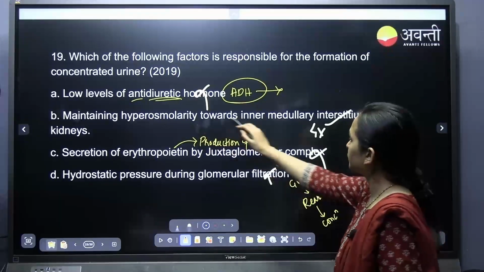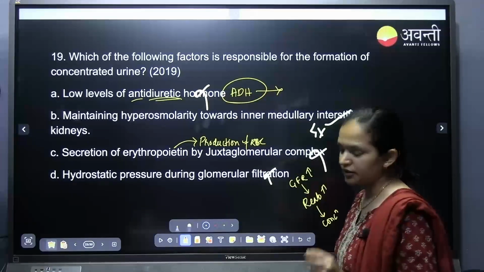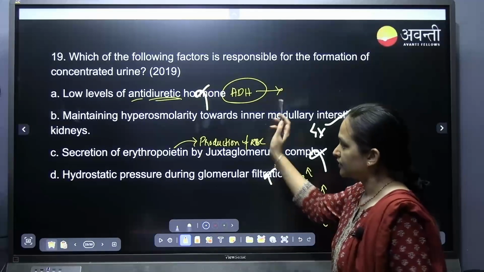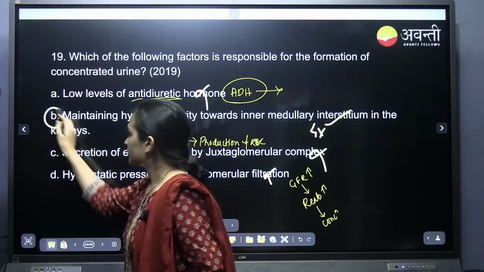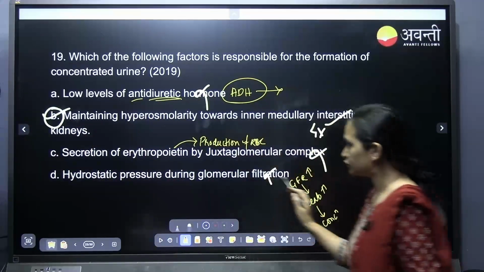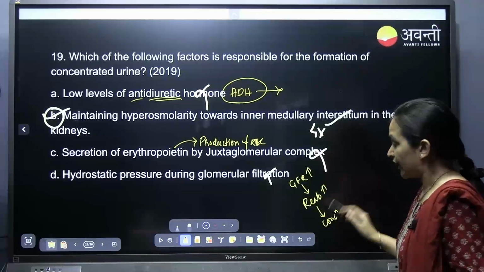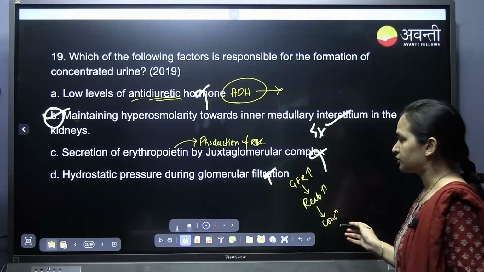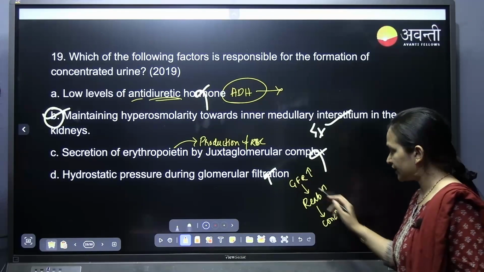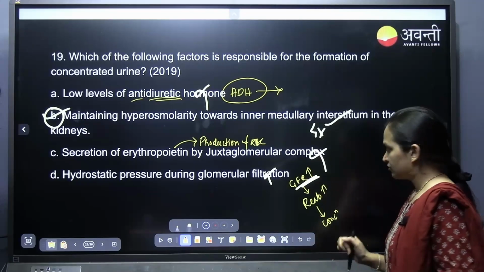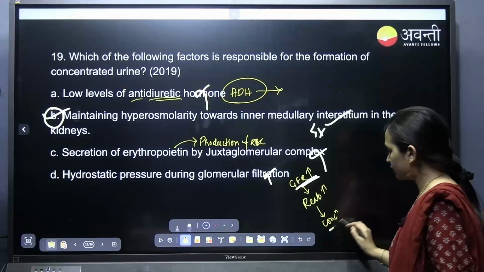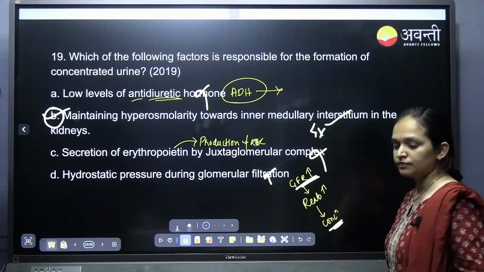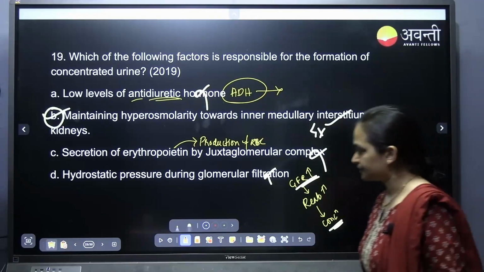The maintaining of osmolarity towards the inner medulla. We need the countercurrent mechanism. That is B for Bombay, the correct answer. This is also aiding, hydrostatic pressure during the glomerular filtration. It is required because it is aiding, na? It is aiding in increasing the GFR. Ultimately the concentration will be increasing, but in an indirect way.